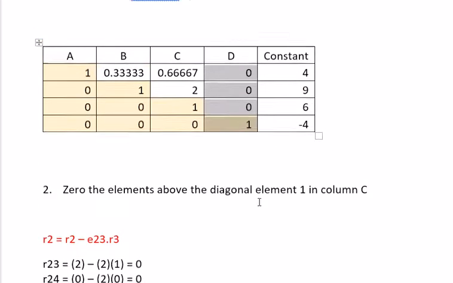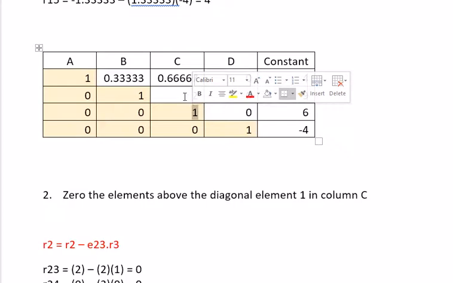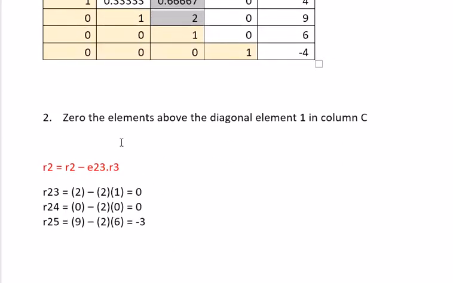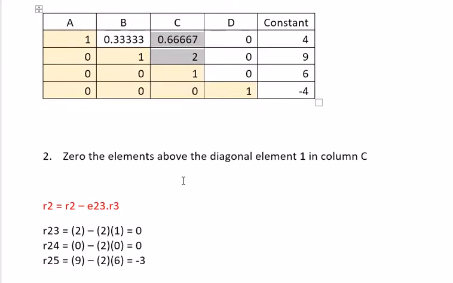So our next goal is to make all the elements above this 1 in the third row as 0. So we will make these two elements here into 0, the elements above the diagonal element 1 in column C. So we have here the formula. First, we need to make this element here, 2, into 0.